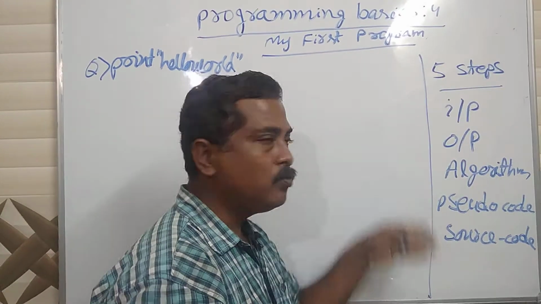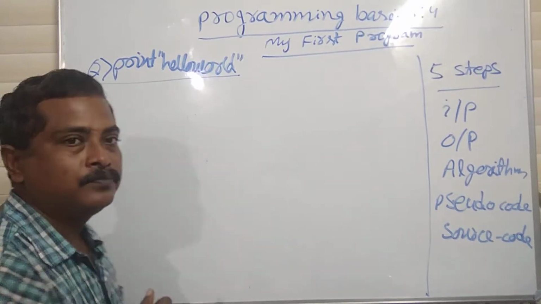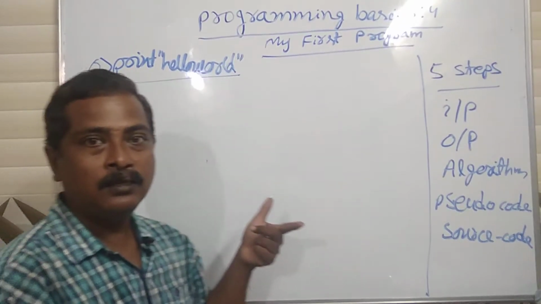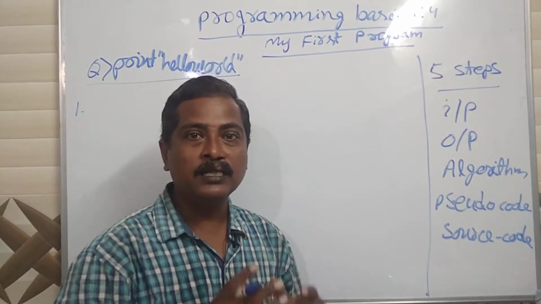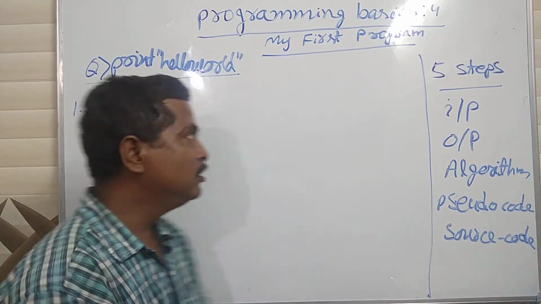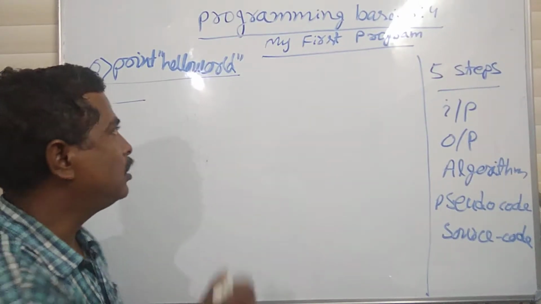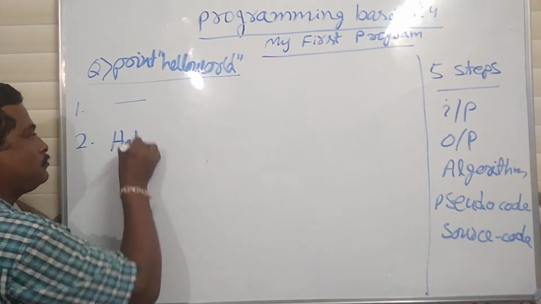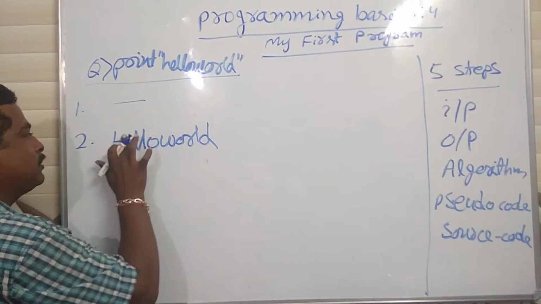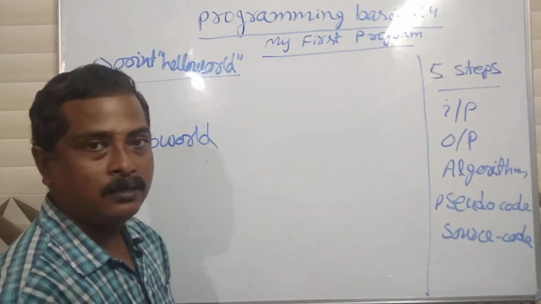Now let us go for the 5 steps. Step 1, find the input. What is the input here? There is no input. Why? Because I want to print something that I will write inside the program. Nothing is entered from the keyboard, nothing from the outside is going to the program. So input is not applicable. Step 2, what is the output? Output is hello world. Small h, capital H, you can take anything. This should come in the output.